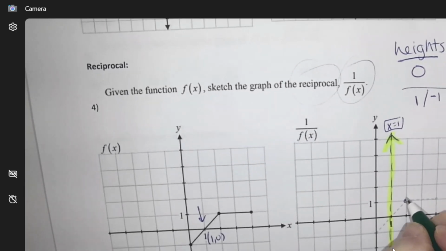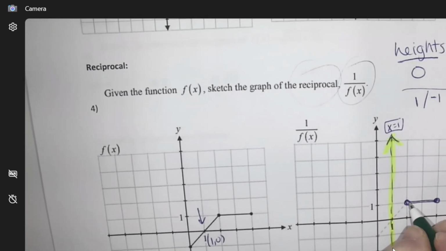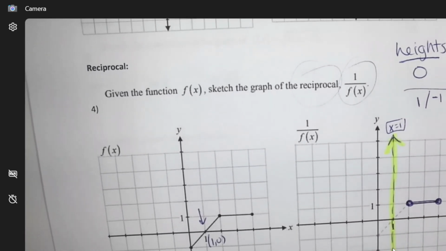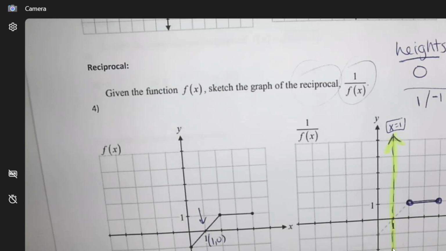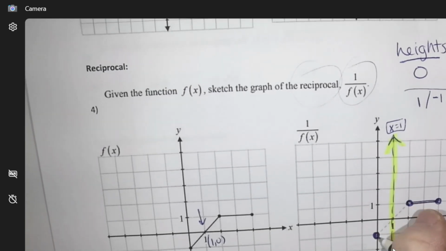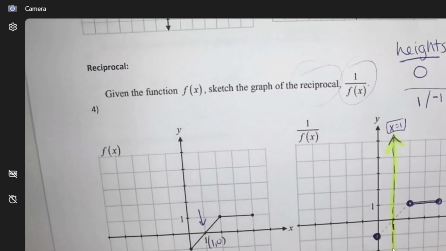So actually, you know what? That's this whole flat section there. It stays there. And there.